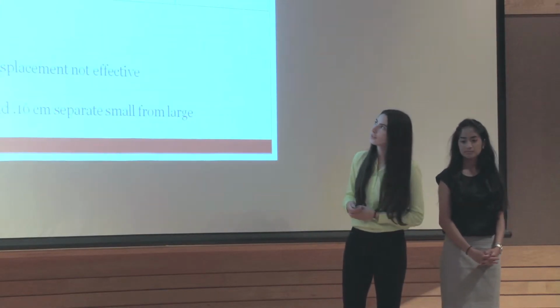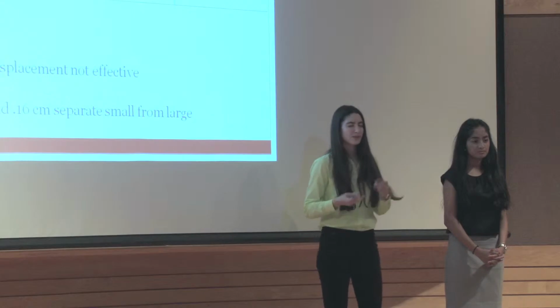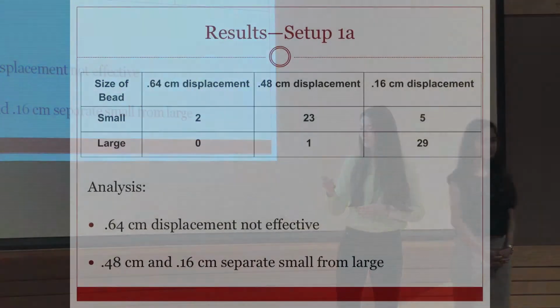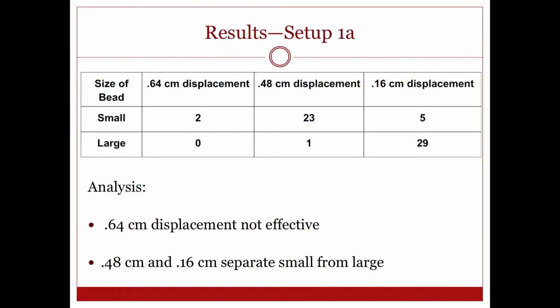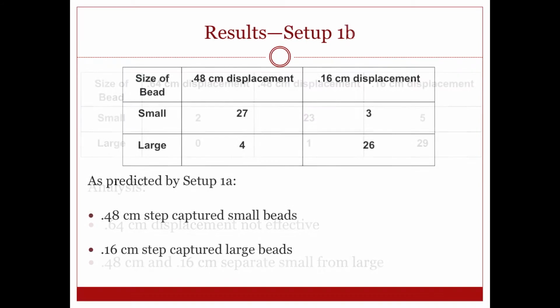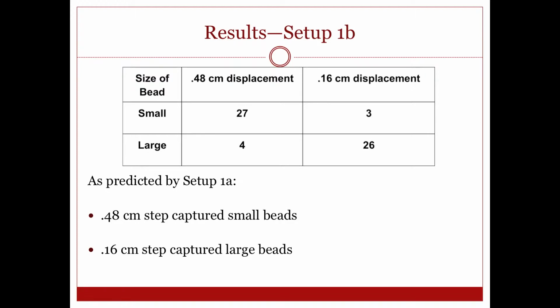So our results for the first trial, we had 3 steps, and you can sort of see in the first column that it was just way too far from the magnetic surface and nothing was stuck there, so we decided to have a trial with just the 2 shorter steps. And here you can see that it was just as we predicted. 27 out of 30 of the smaller beads were stuck on the highest step, and 26 out of 30 of the largest beads were stuck on the lower step.